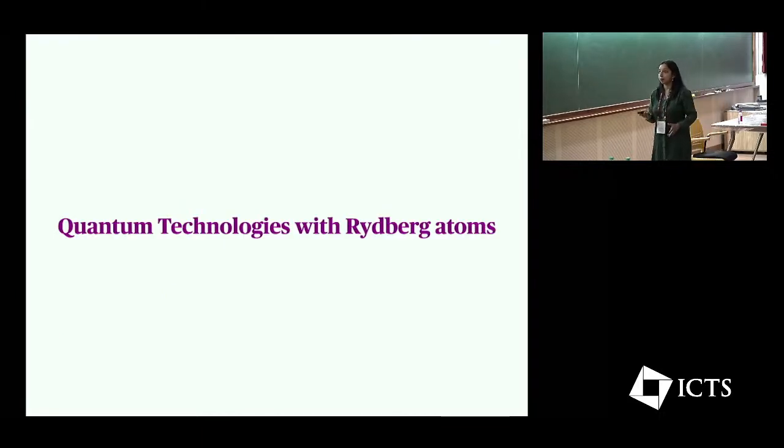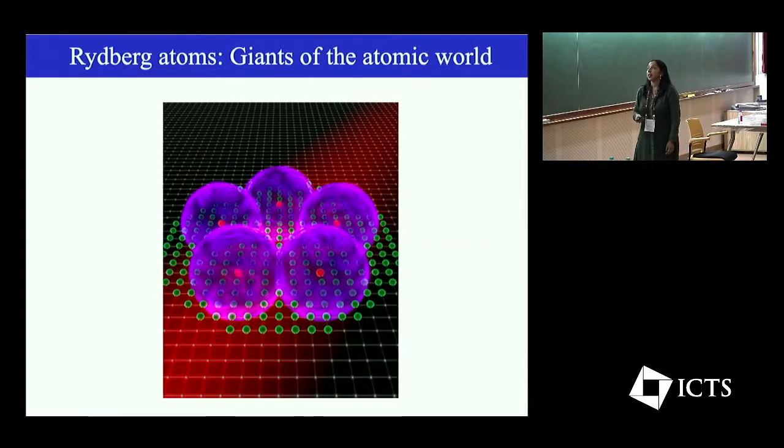So I come to the final part of the talk where I talk about the quantum technology experiments which I do with Rydberg atoms at Raman Research Institute. So Rydberg atoms are atoms with an electron in a very highly excited state, so highly excited that the size becomes very, very large. Generally atoms are the size of an angstrom, but Rydberg atoms can be so large that they can be the size of a human hair. So these are large atoms, the giants of the atomic world.